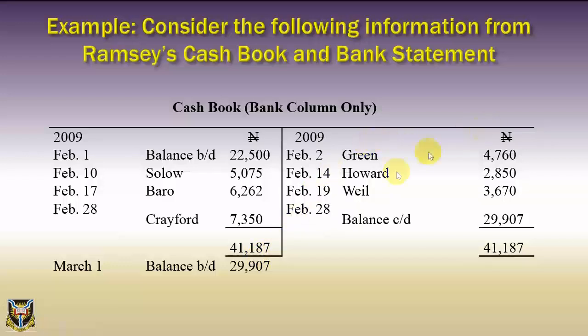March 1, balance B/D, 29,907. On the right side, February 2, Green, 4,760. February 14, Howard, 2,850. February 19, Whale, 3,670. February 28, balance C/D, 29,907, totaling 41,187.